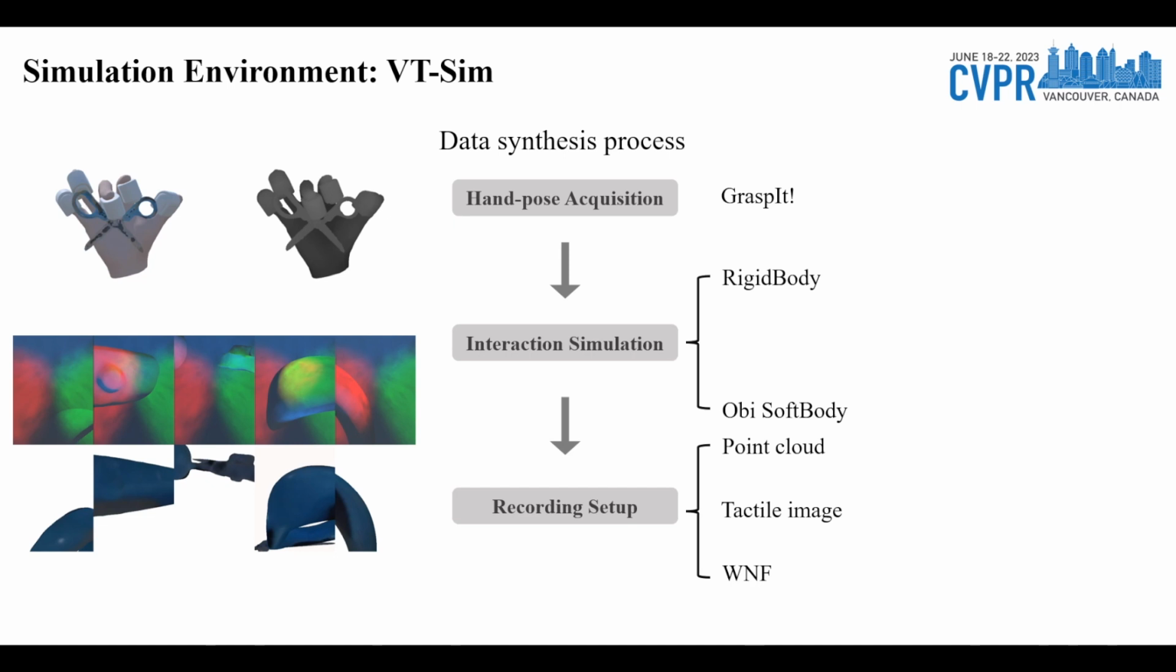The dataset synthesis process is divided into 3 parts: hand pose acquisition, interaction simulation, and recording setup. We first use GraspIt to obtain various hand poses and replay the configurations in Unity with collision, and model the rigid object with a rigid body, the soft object with Obi in an XPBD-based physics engine. We transplant the implementation of the DIGIT camera from TACTO to obtain tactile images and set RGBD cameras on 8 different viewpoints to generate input point clouds. The winding number fields are generated by the library IGL.